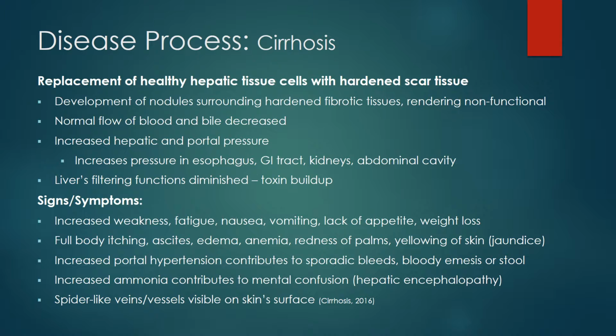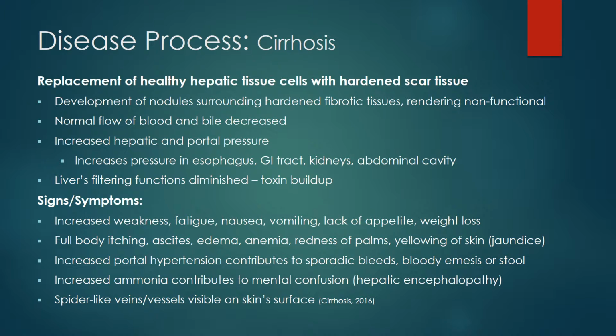The increase in the pressure, the portal hypertension, again, we had said contributes to sporadic bleeds. So if that were to be within the GI tract, for example, you would see bloody emesis or stool. Or if that increased pressure were to affect the kidneys, then you would have blood in the urine. So the esophagus as well, along the GI tract, they might cough up blood or have bloody emesis as well. That might be a contributing factor to that.